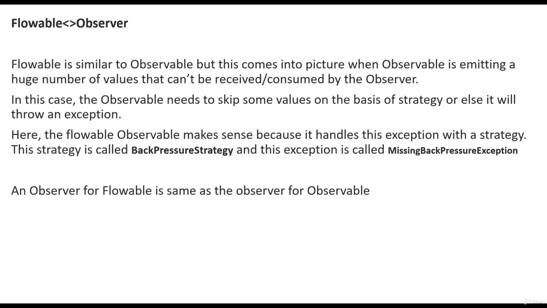So here the flowable observable makes sense because it handles the exception with a strategy. In the flowable observable, we can provide a strategy, and this strategy is called the back pressure strategy, and the exception is called the MissingBackpressureException. Which means the flowable makes sense here because it can handle the emission of a huge number of values by giving a strategy for what to do in this kind of situation. An observer for the flowable is the same as the observer for the observable.